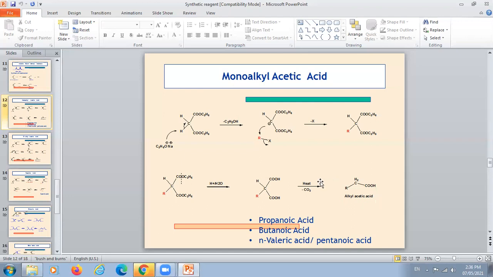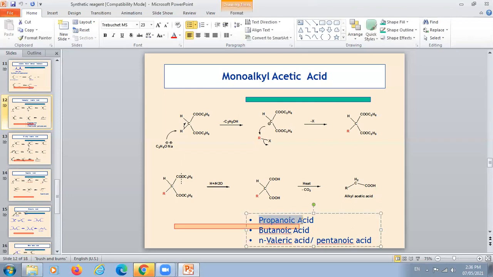So we have seen in a previous lecture. Also, we have seen preparation of propanoic acid, butanoic acid, and valeric acid, that is pentanoic acid. If R is CH3, then you will get CH3CH2COOH, that is propanoic acid. If R is C2H5, then you will get butanoic acid. If R, this is an alkyl halide, R is C3H7, then you will get pentanoic acid. That is already seen.